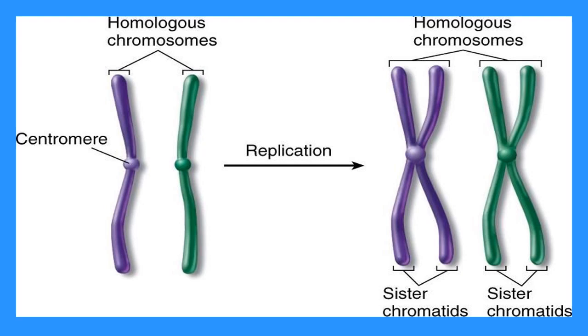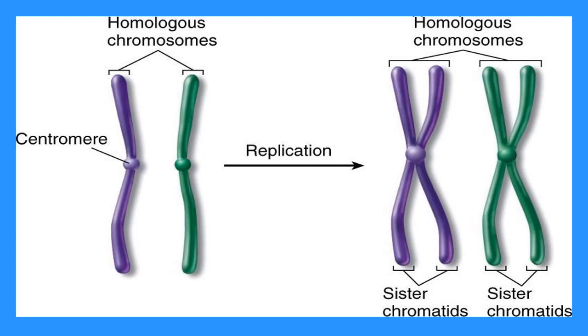Sister chromatids are formed through the replication or duplication process. Now look at the diagram on your right. Replication or duplication is the biological process of producing two identical replicas of DNA. On the right diagram, you can see that the green and the purple chromosomes are already duplicated, or become double the original number of chromosomes.